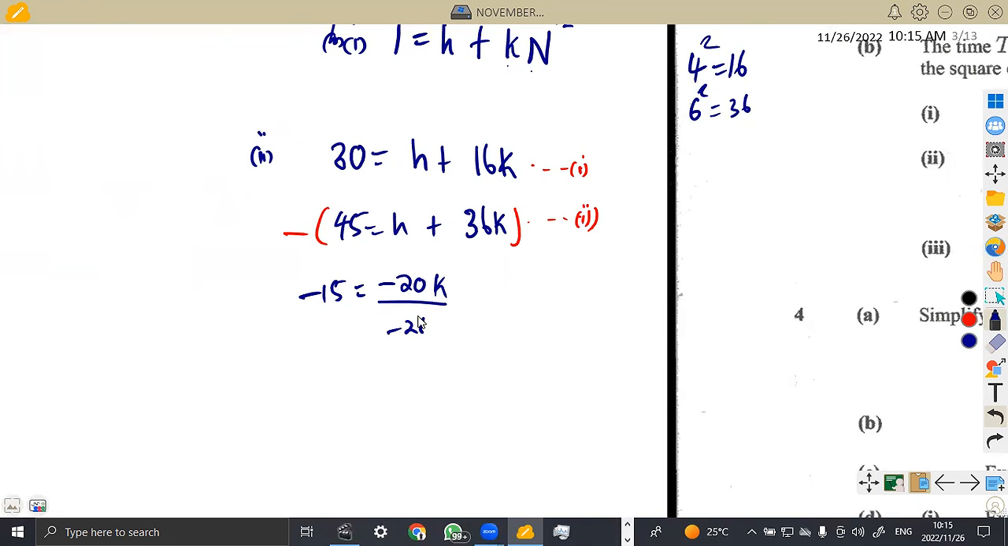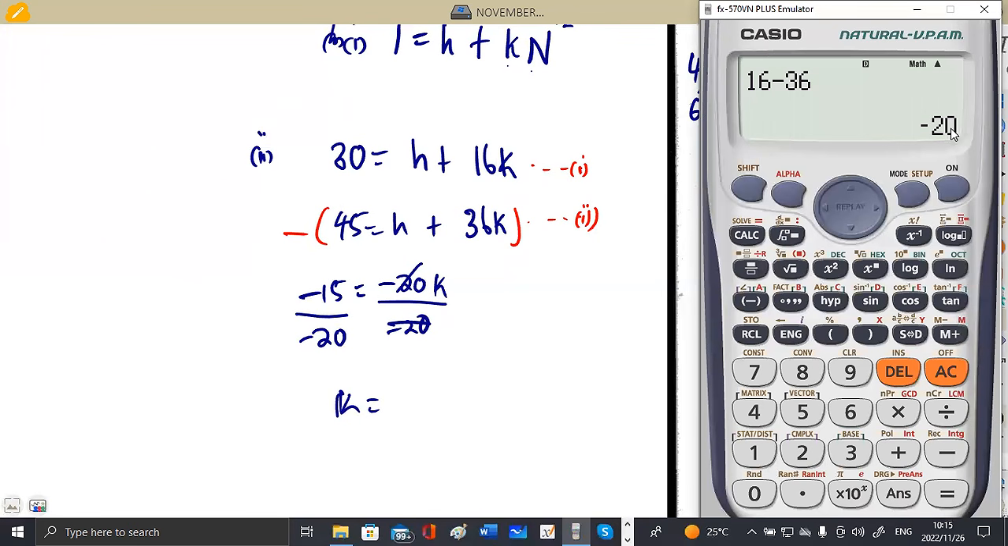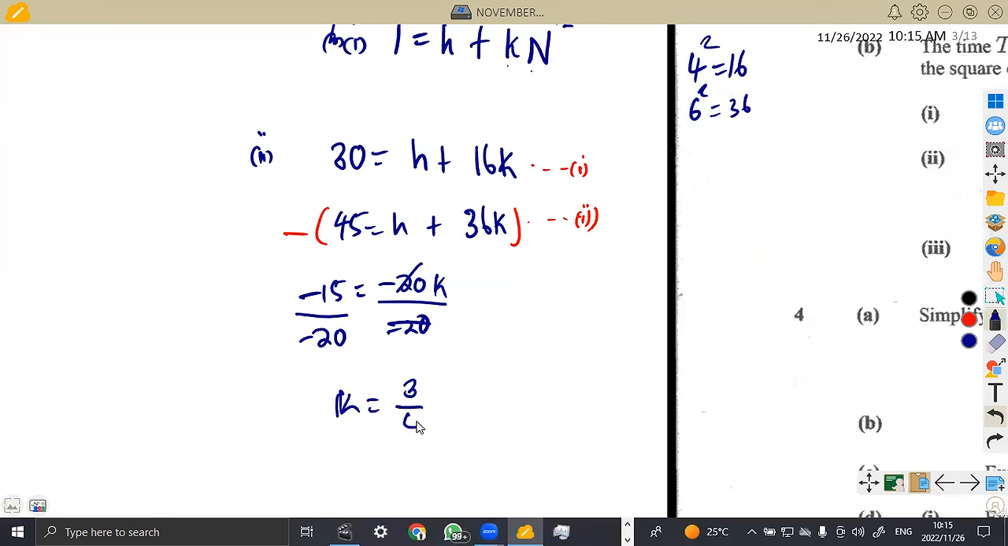So to find k, definitely you divide by negative 20 on both sides. So k is going to be negative 15 over negative 20. Negative 15 divided by negative 20 is the same as 15 over 20. Some just need to write this negative. Okay, that's 3 over 4. So your k is 3 over 4.